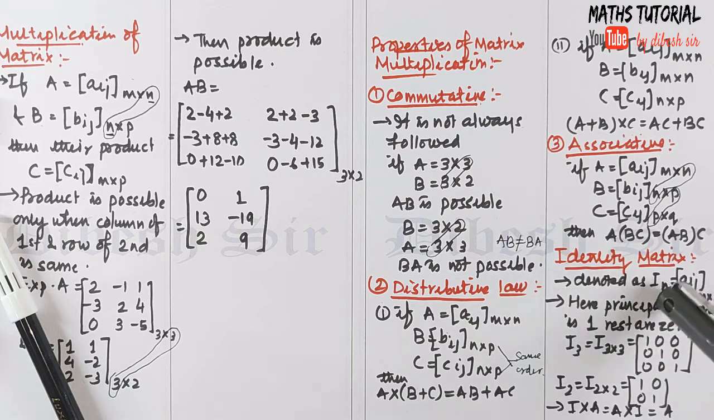Next, identity matrix, denoted as I, of order n. Here the principal diagonal is 1, the rest are 0. The principal diagonal is this, the other entries are 0. I3 is I of 3 cross 3, or we can write [1 0 0; 0 1 0; 0 0 1]. Similarly, I2 is I of 2 cross 2, [1 0; 0 1], means 2 cross 2 order. Now remember this one: I into A is equal to A into I is equal to A.